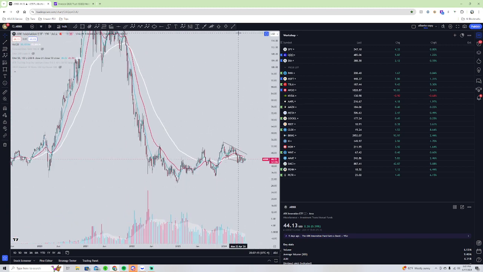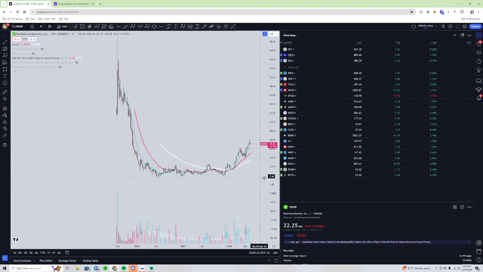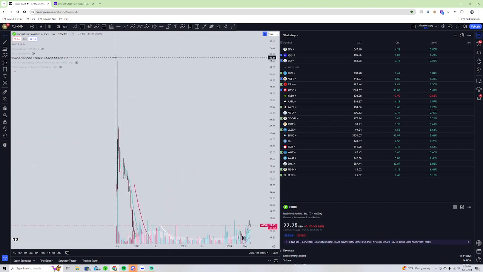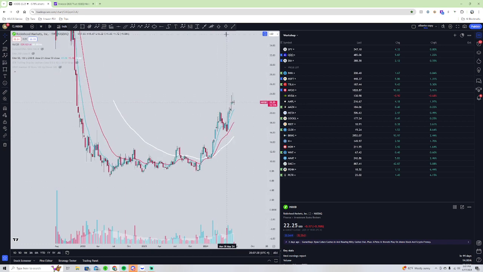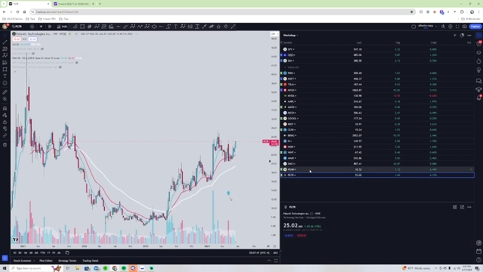So ARK would probably still be in a stage 1, but for names that are coming off the low, I actually have a better example for you guys, which would be Hood. This is clearly not a leading name because look at how far off it is from the all-time high, but it is an emerging name because it is breaking out of a stage 1 base and continuing to push higher, making new highs above all the moving averages on the weekly and so on, right? But that's a distinction that we want to know.